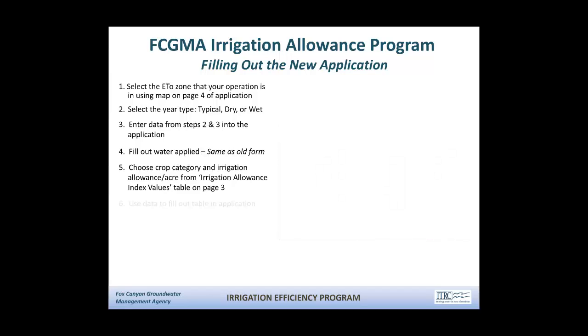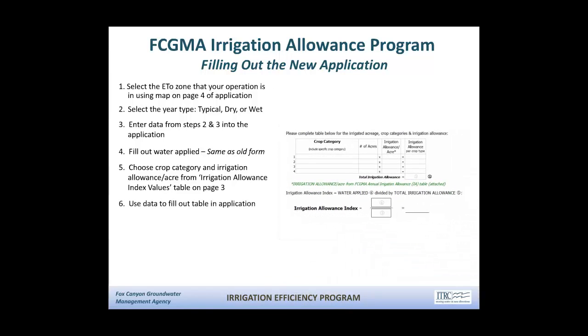The next step is to fill in the table with the information that was just collected. Crop category, number of APN, or assessor parcel number, acres, and irrigation allowance per acre from the new IAI program chart. Multiply the number of acres by the allowance value to determine the total irrigation allowance.